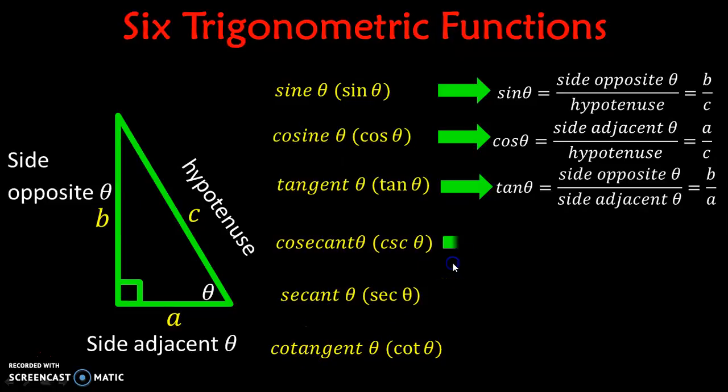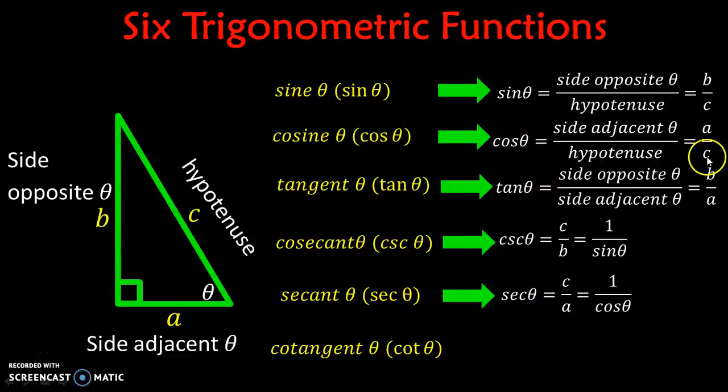So in that way, we can say that cosecant theta is C over B. Why? It is the reciprocal of sine. And also, the reciprocal of cosine is secant theta, so we have C over A. And the last function is the cotangent function. The ratio here is A over B because it's the reciprocal of tangent.